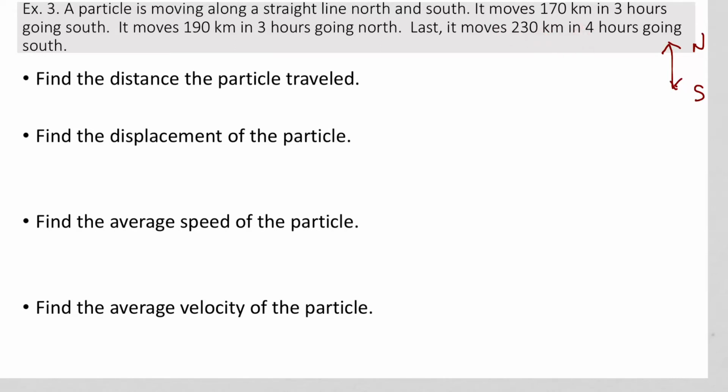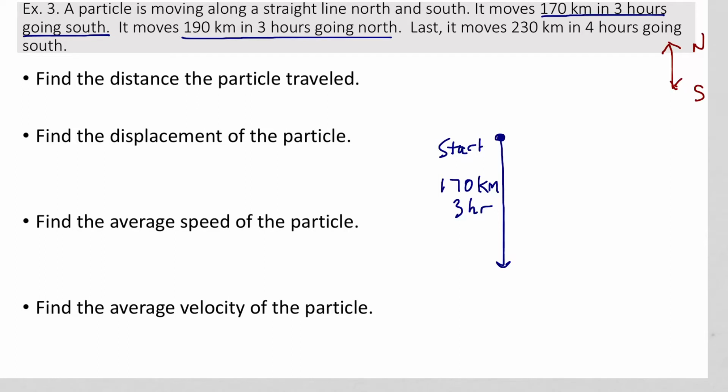So let's just draw a little picture. So we'd have a starting point. So this is your start. And then it says that first he's going 170 kilometers south. So down south, 170, over a span of 3 hours going south. And then it goes 190 kilometers over a span of 3 hours going north.